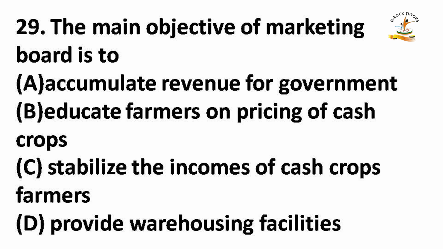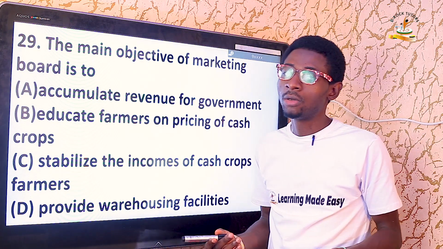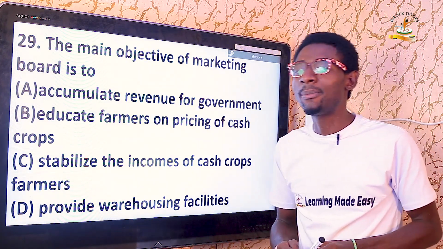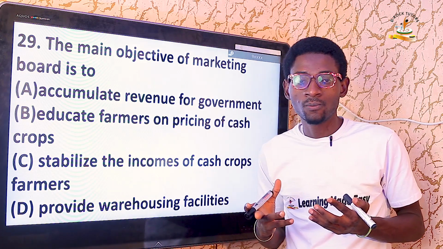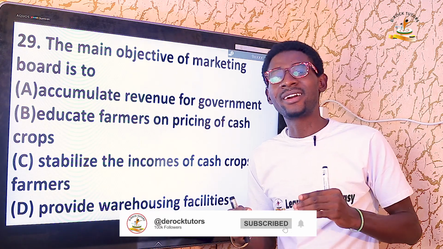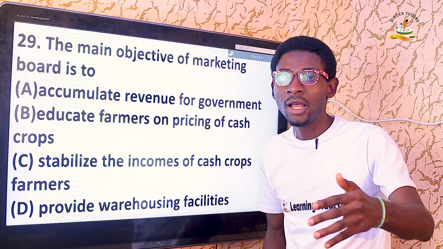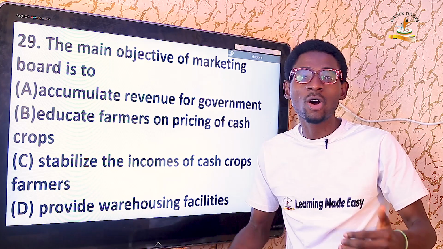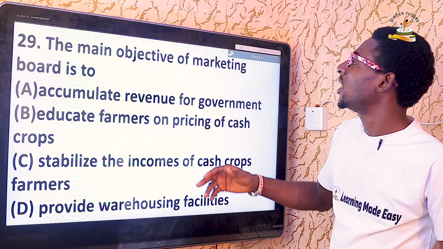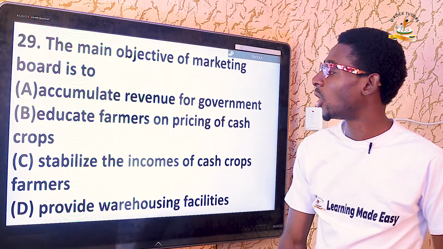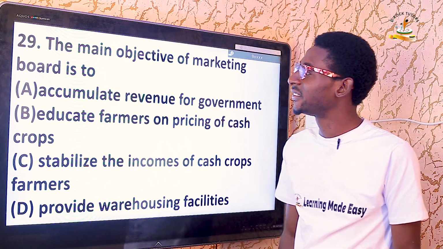29. The main objective of marketing board is to. Now, we should all know that marketing boards are public corporations and they are established by the government to promote production by encouraging sales of producers. So they serve as a ready market for producers. They buy from the producer, pay the producer, and sell. Whether they make profit or not, they suffer the risk, but they help to encourage the production of locally made goods. So the main objective is to, which is C, stabilize the income of cash crop farmers. 29 is C.